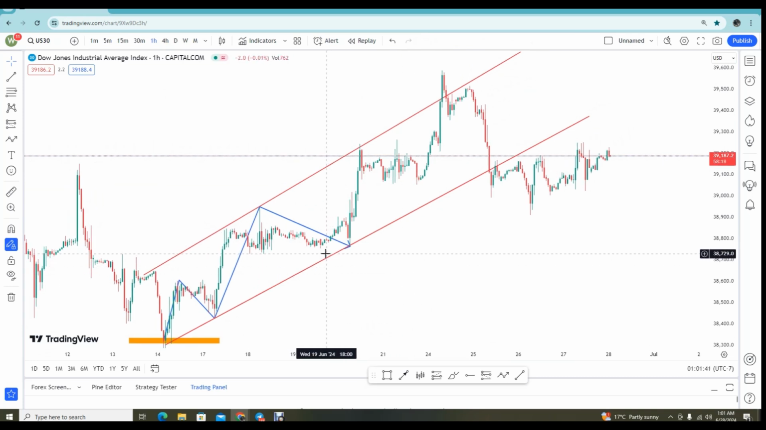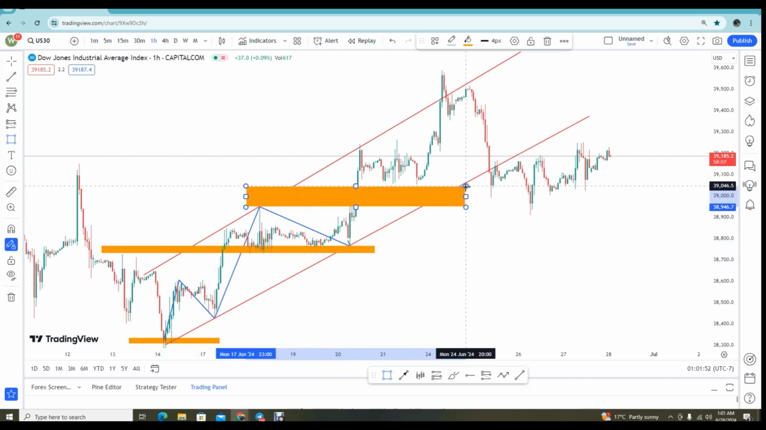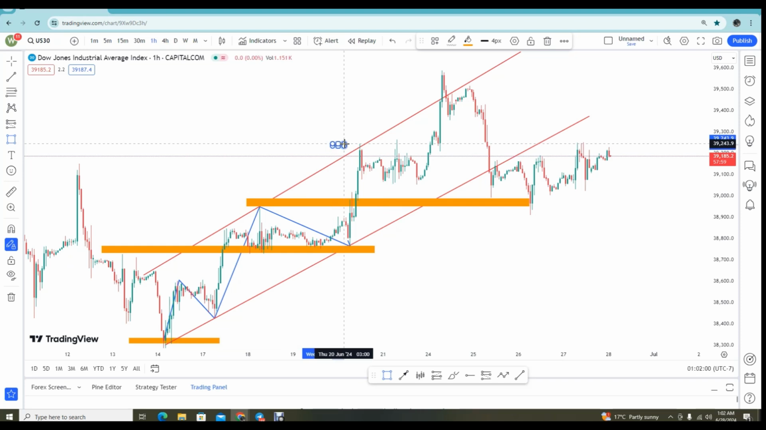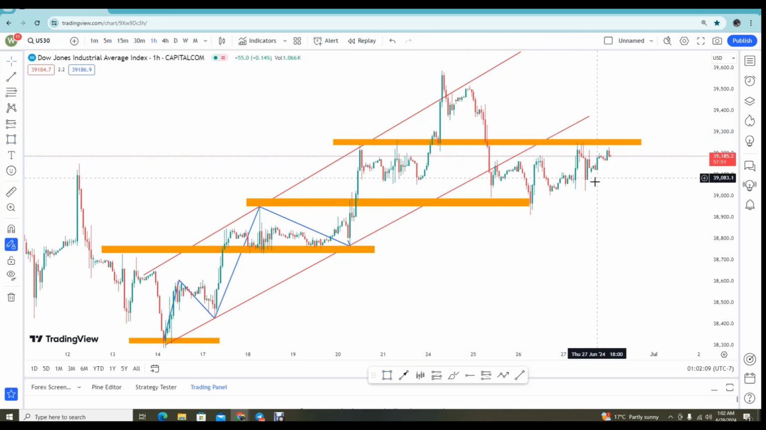We also got some zones. We had some zones around this area. You can see that we had a zone, and around this area as well. We can see that we had some zone around this area, and we got another zone right here. This one is the one which I'll be paying attention to.